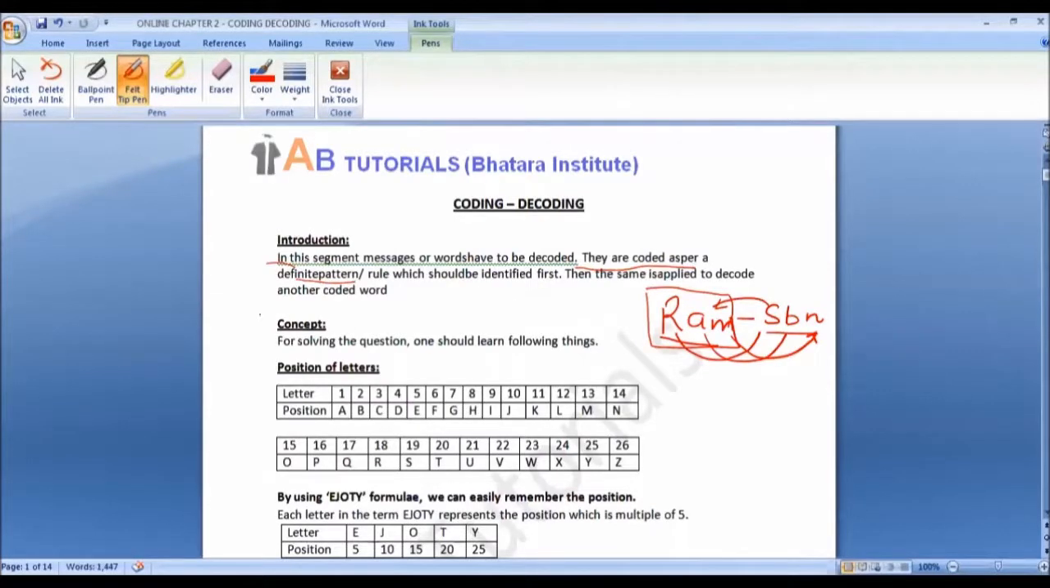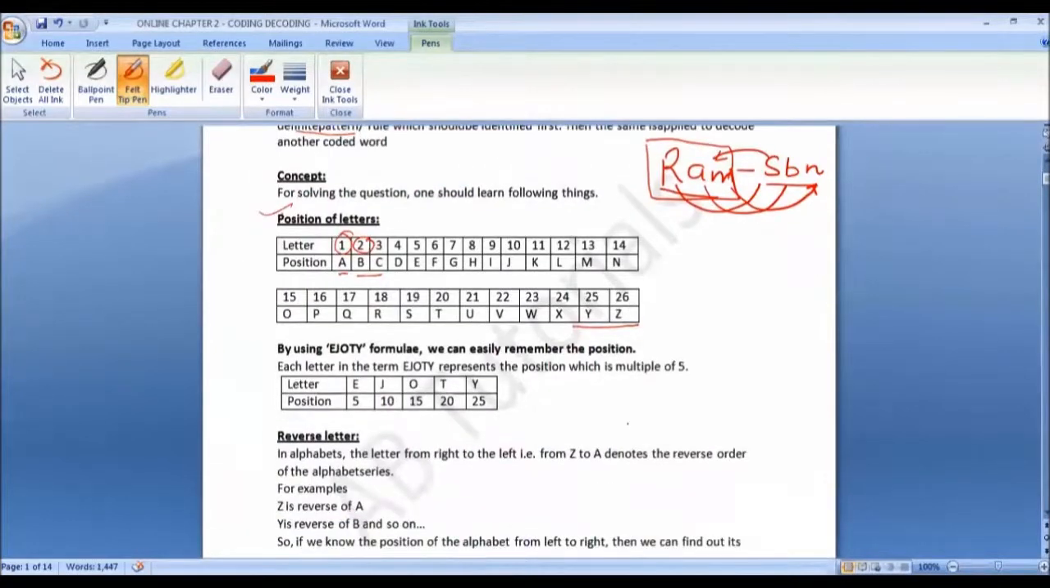So now some conceptual thing that we need to know is, first of all, the position of the letter. What is the position of the letter? It's very simple. Here, like A. So A is the first letter, that's why we can say that position of A is 1. Similarly B, so position of B is 2 and so on. So if we move till end, so Y and Z. Y is the 25th letter and Z is the 26th letter. So every child should know the position of each and every letter.